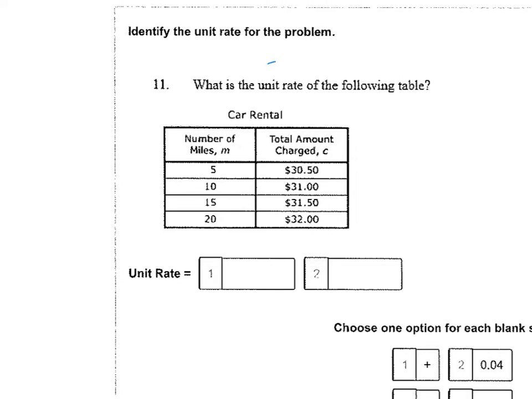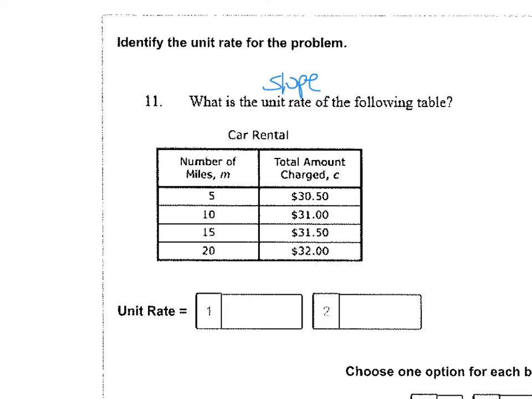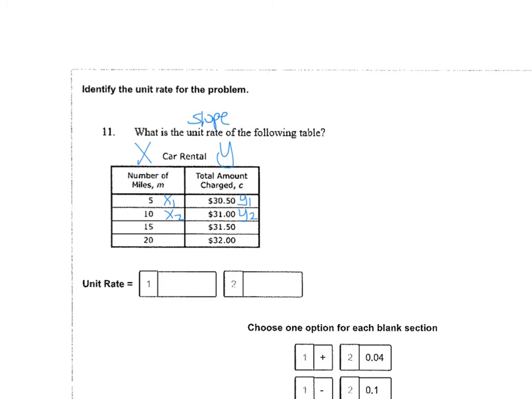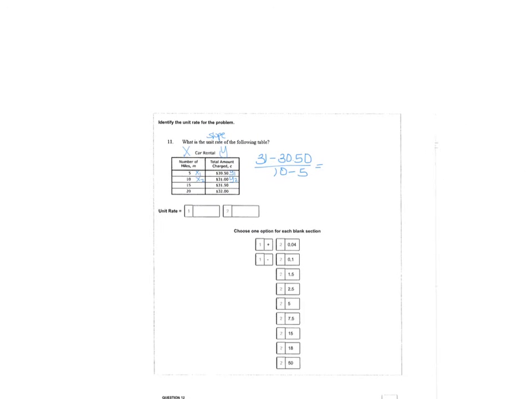On this one, you're just finding the slope or the unit rate. And on a table, remember, this one's always your x value, this one's always your y. So you can label them x, y, x, y. This can be my 1s, my 2s. So set it up the same way. 31 minus 30.50, and then 10 minus 5. Whatever you get when you divide is your slope.